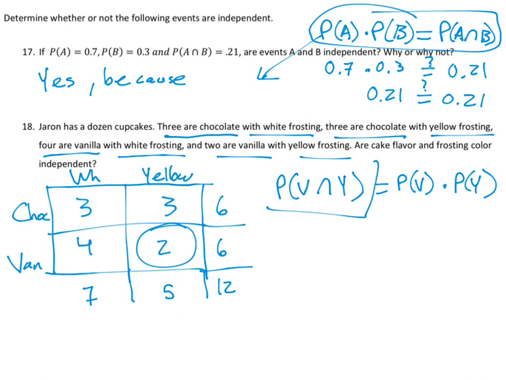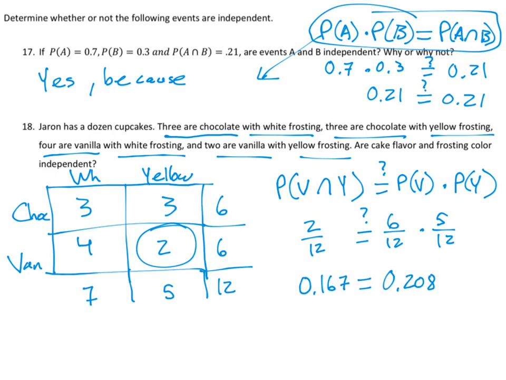You'll have probability of vanilla and yellow. That's 2 out of the 12. I'm not going to reduce that for a moment, just so we can see it. And you got probability of vanilla. Well, there's 6 of them that are vanilla, so 6 out of the 12. And then probability of yellow. Well, there's 5 of them that are yellow out of that group. And we're going to see if these are the same. So just take a moment, put those in your calculator, get what those decimals are, and write them down. Pause the video, get it done.